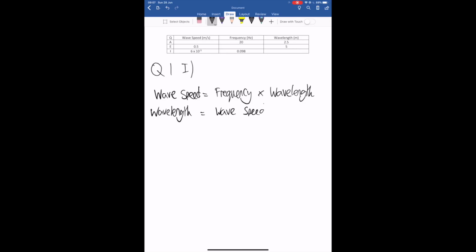In the very final question that I'm going to walk you through, question 1 part I, we have to find the wavelength. So in this question, the way we find the wavelength is again, starting off with the equation, wave speed is frequency times wavelength. And I keep going over it because it's so important that we remember that equation. Again, we then need to use our formula triangle to rearrange to find wavelength. And the way we would do that is we would write that wavelength is wave speed divided by frequency.